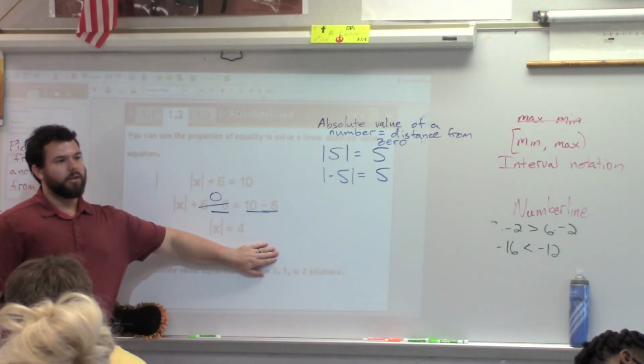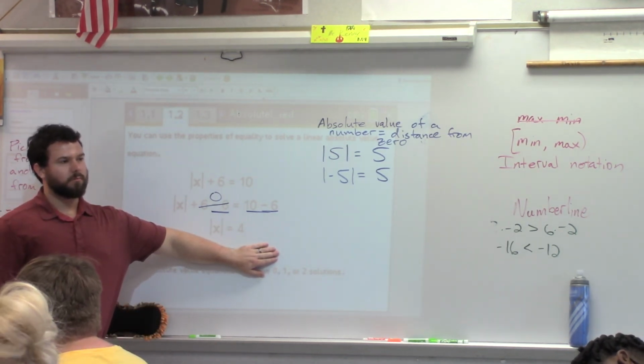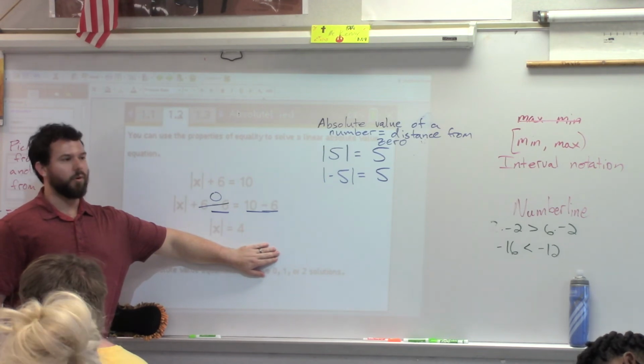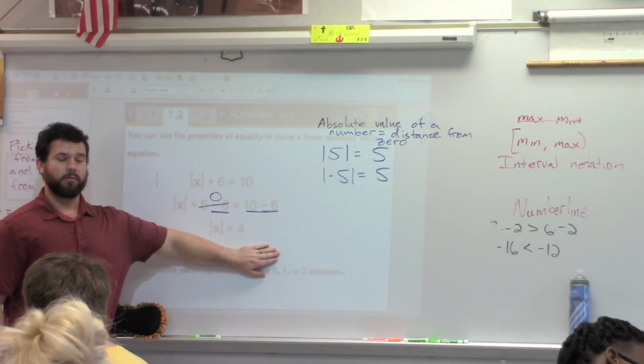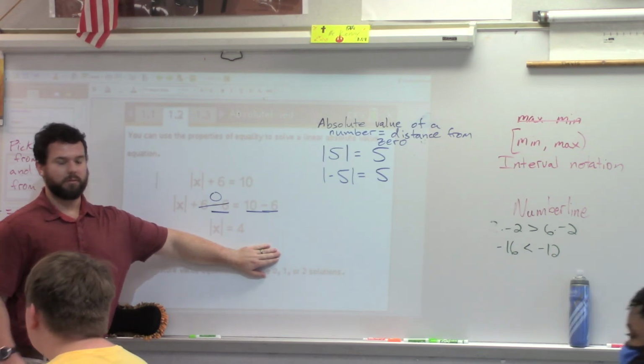The absolute value of what numbers would equal 4? The absolute value of 4 is equal to 4, right? So x could equal 4. Is there anything else? Negative 4.